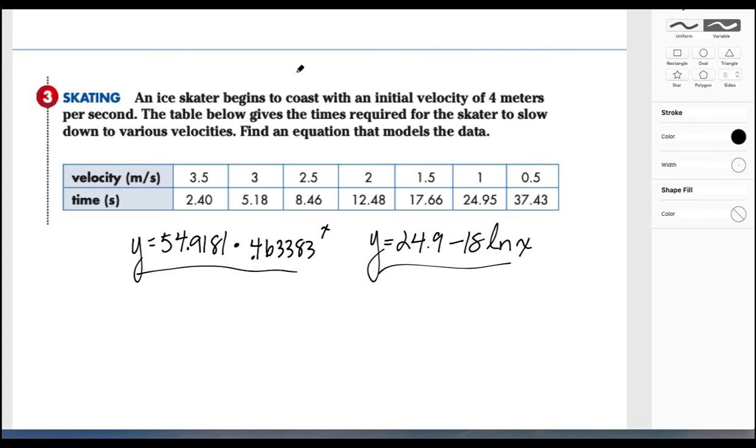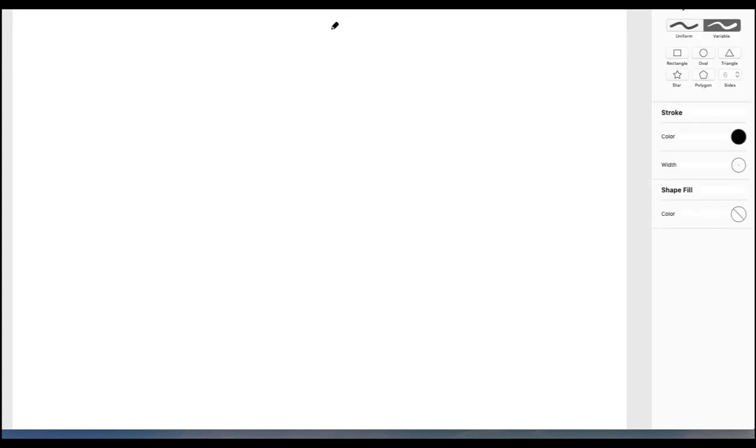Now we turn to the idea of linearizing a function. First of all, where does the concept come from? Well, let's say we had y is equal to a times e to the bx. This is a typical generic exponential equation with base e.